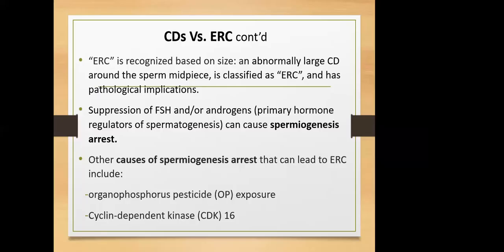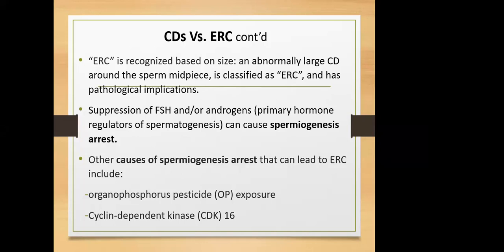FSH, that's follicle stimulating hormone, and or androgens, and for that matter, testosterone. These are the primary hormone regulators of spermatogenesis. You know this right from day one. Whenever you have suppression of FSH and androgens, they can cause spermiogenesis arrest. Once they cause spermiogenesis arrest, they will cause ERC, not CDs. Okay, I hope the point is clear.